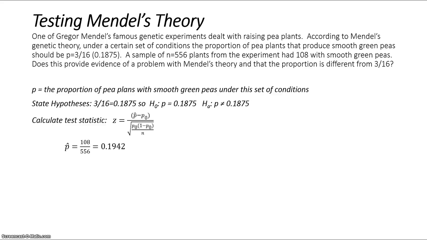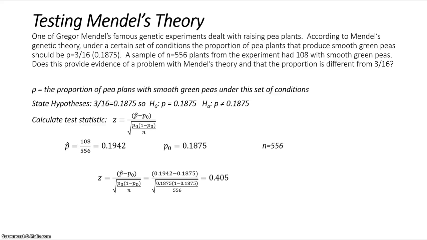My p hat is my sample proportion, and in the sample, 108 out of 556 plants had smooth green peas, so that is a sample proportion of 0.1942. I also need p0. I get that from my null hypothesis. My hypothesized value is 0.1875, p0. And then the last value I'm going to need to plug into this formula is n. N here was 556 plants. And so I can plug these into my test statistic formula. And when I do, I get a value of the test statistic of 0.405.